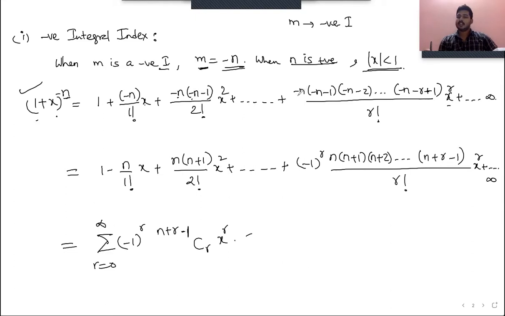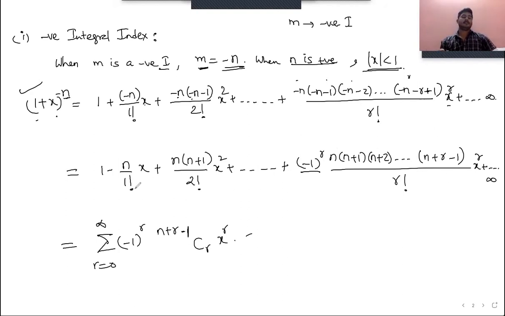In this there are total r terms, 1, 2, 3 and so on up to r terms. So there will be r minus 1s. If you take all the minus 1s common, they will come outside and form minus 1 whole power r, and all these terms will be n, n plus 1, n plus 2, n plus 3 and so on, up to n plus r minus 1, right, by r factorial into x power r.